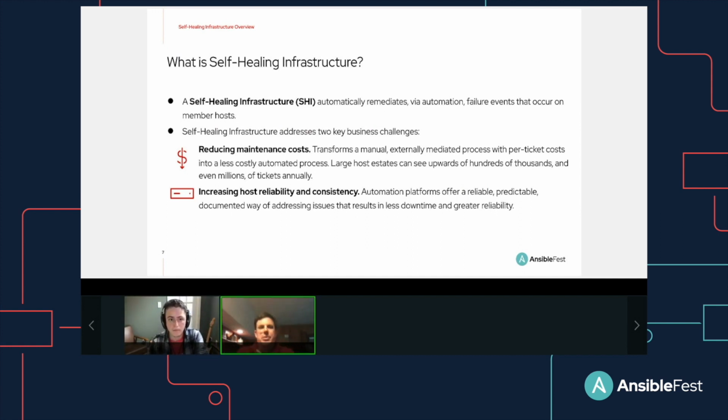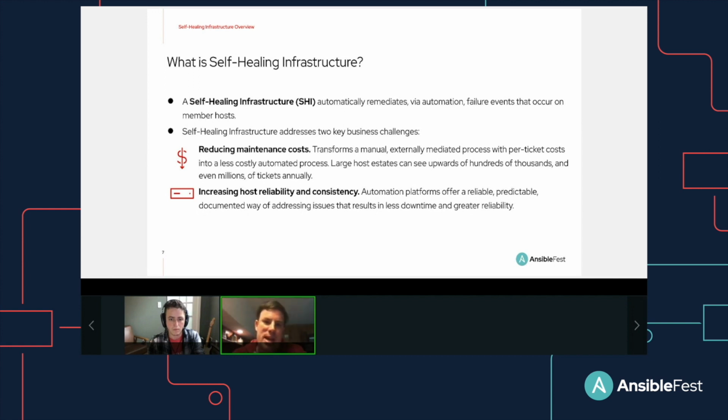Yeah, sure. So at a high level, when we're thinking about self-healing infrastructure, what we really mean is an infrastructure that can automatically remediate, through automation, failure events that occur on member hosts. The nice thing about that is it really addresses two key business challenges. The first is pretty obvious. It reduces maintenance costs, right?